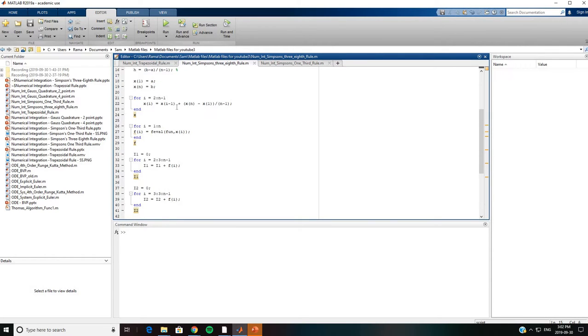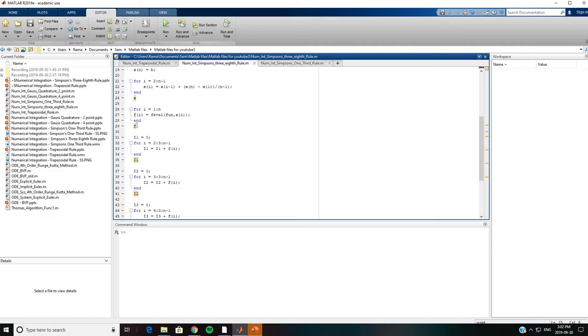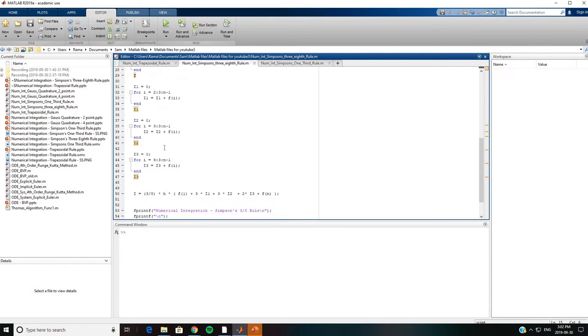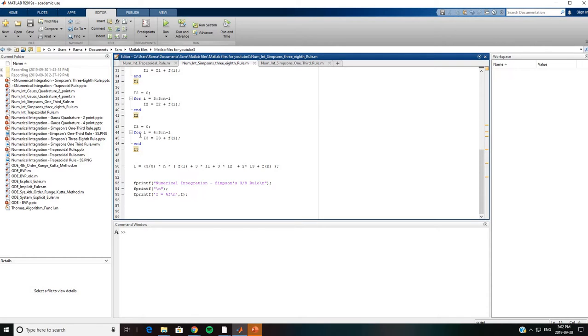And the x values can be obtained here. The function f at these x values can be obtained here. And we use this Simpsons 3/8 rule formula to figure out the integral value. When we run this, we get I equals 1.632948, which is close to the exact value of 1.640, etc.